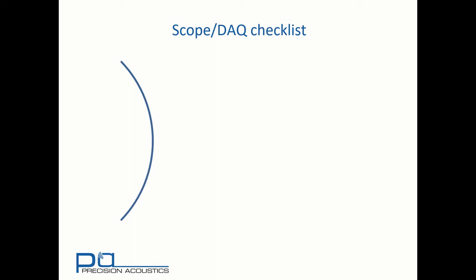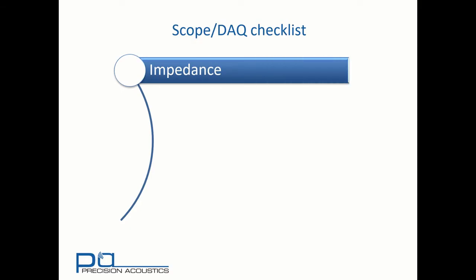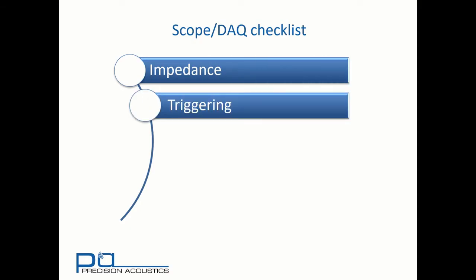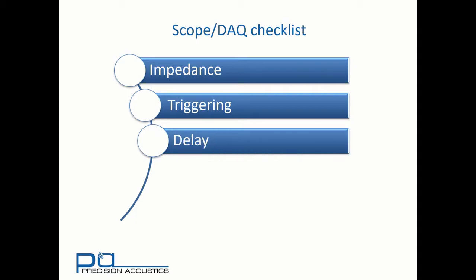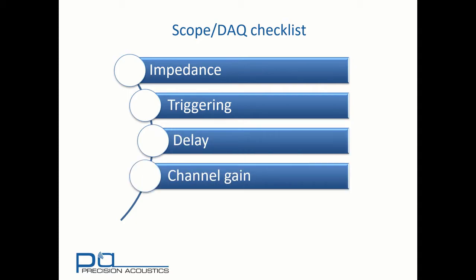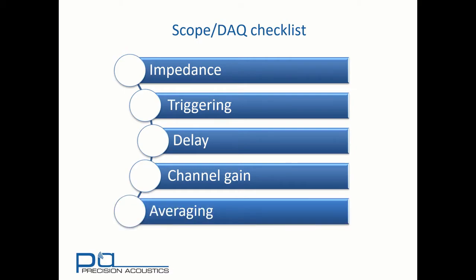This is a useful checklist when we're setting up an oscilloscope or data acquisition device for measurement purposes. Scope impedance, oscilloscope triggering, any trigger delay, the gain on each channel, and also whether or not we're using time domain averaging. In fact, oscilloscope impedance is sufficiently important that there's a PA tutorial dedicated to this topic, so we'll consider that one as having been covered.